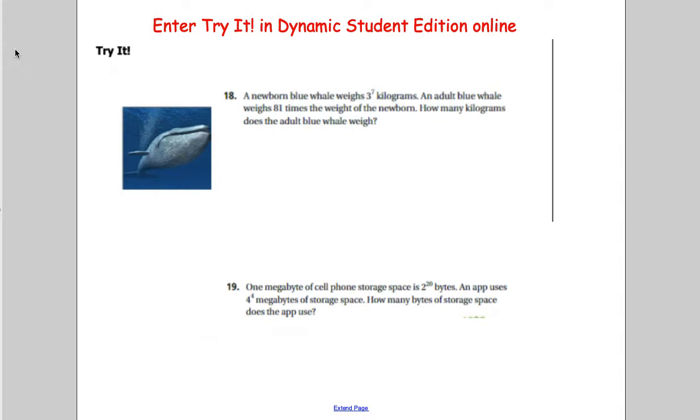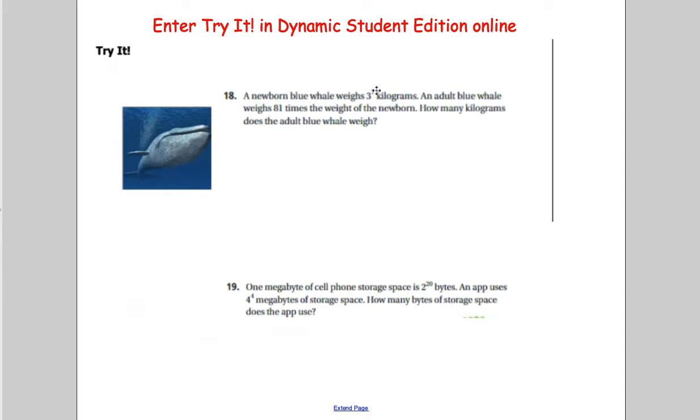Okay, so there's two try-its that you can go ahead and do on the Dynamic Student Edition. The first one has to do with a newborn blue whale, and I'm going to walk you through the problem, but I'm not going to solve it for you. You will have to go out and do that yourself. A newborn blue whale weighs 3 to the 7th kilograms. An adult blue whale weighs 81 times the weight of the newborn. How many kilograms does the adult blue whale weigh?